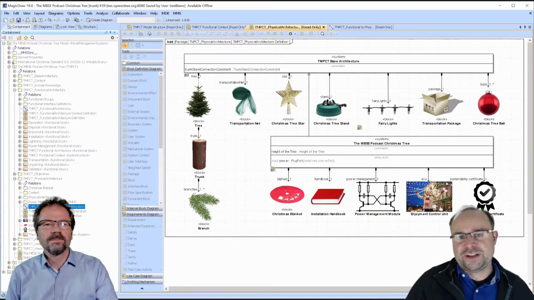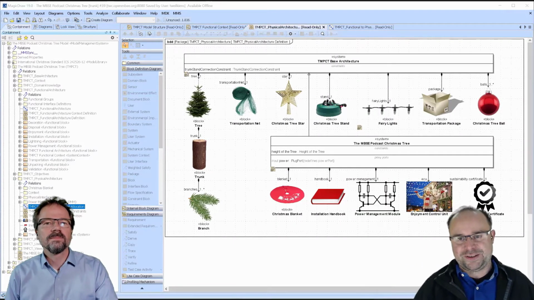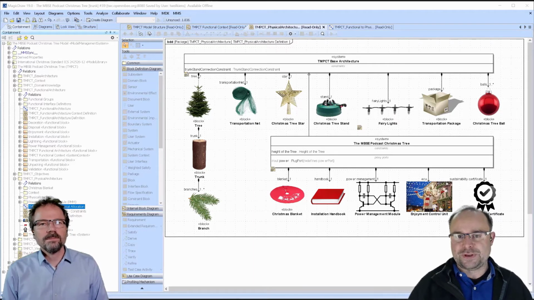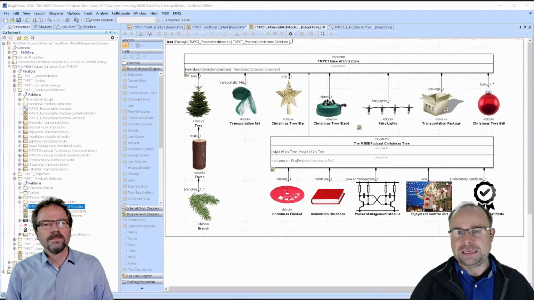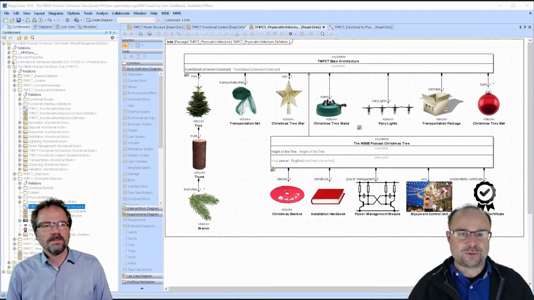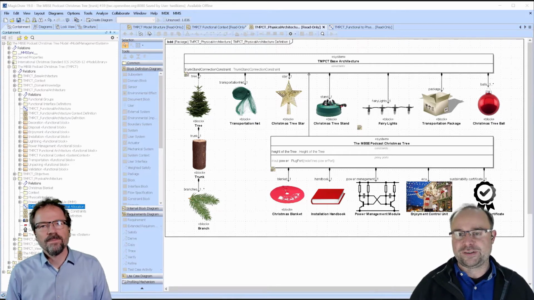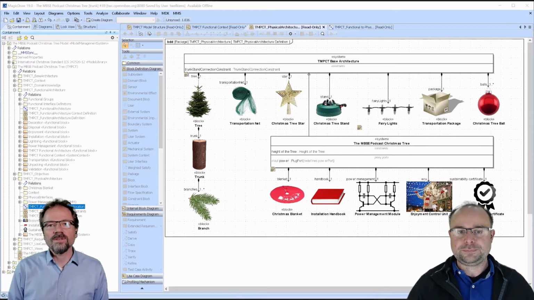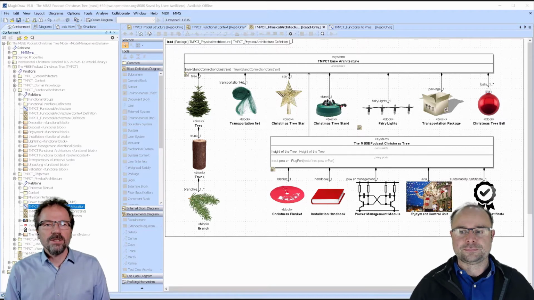The physical architecture is a specialization of the base architecture. In this diagram, the element with a system stereotype with the name the MBSE Podcast Christmas tree inherits most of the parts from the system element TMPCT base architecture. As we have seen before, we used illustrations in this case instead of the block notation, which makes it easier for unexperienced users to understand the diagram. The blocks from our functional architecture are allocated to the blocks of the physical architecture. The allocation specifies which physical block implements which functional block.